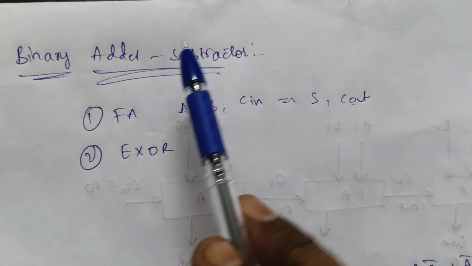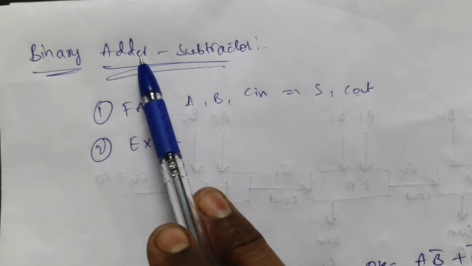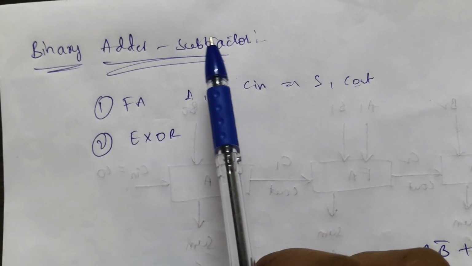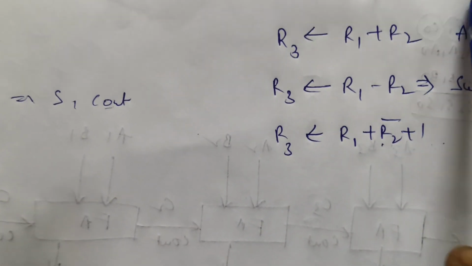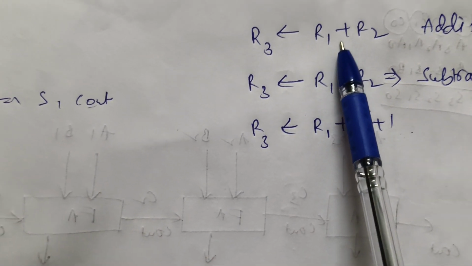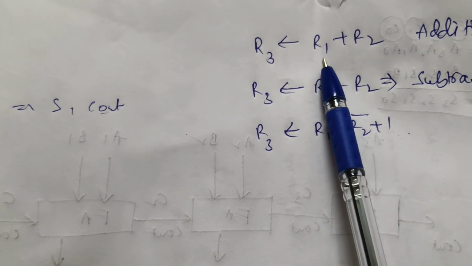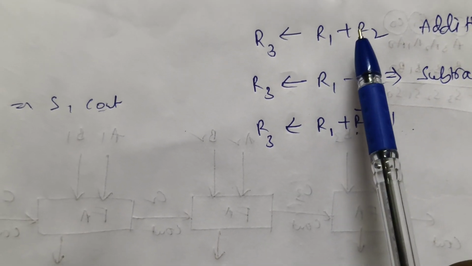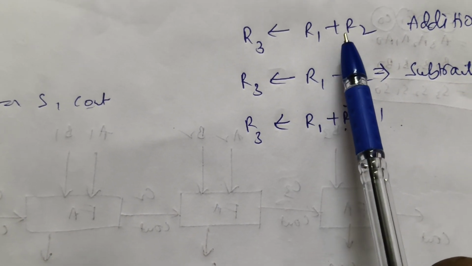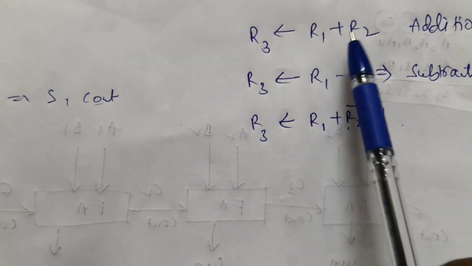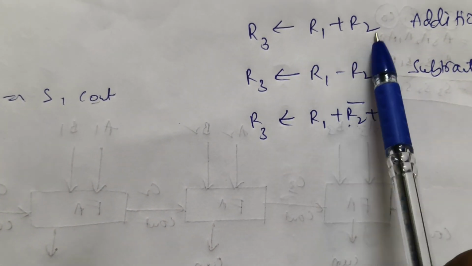Hello everyone. Now I am going to explain to you the basic construction and operation of a binary adder and subtractor circuit. If you want to perform arithmetic micro operations on two registers, here I am performing the micro operations of addition and subtraction on two registers.